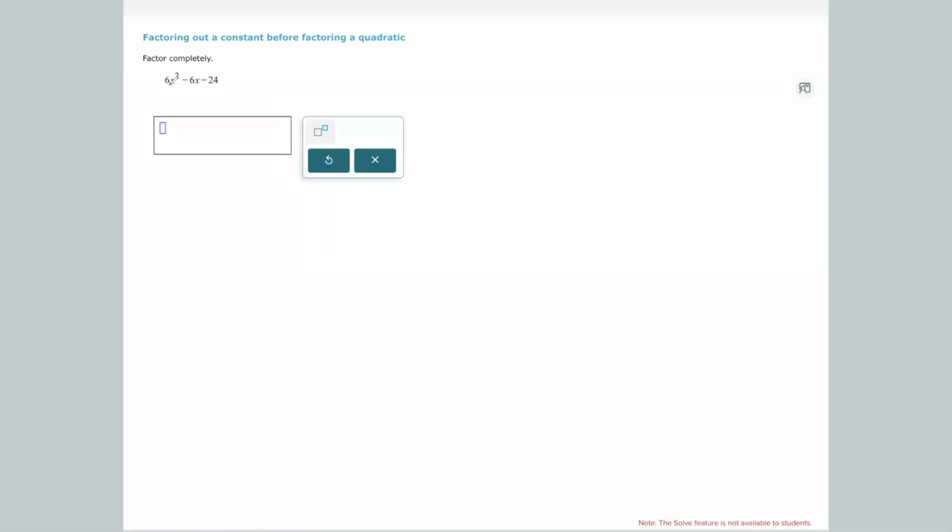Here's another one. And okay, again, factor completely. What can we divide from all of these terms? Well, we can divide 6. So 6 again. Let's divide out by 6. So 6 times now. 6 divided by 6 is 1, so I'm going to be left with x squared minus, so 6 divided by 6 again is going to give 1, so minus x, and minus 4, because 24 divided by 6 is 4. So, okay, now what we need to do is go in and factor this quadratic.